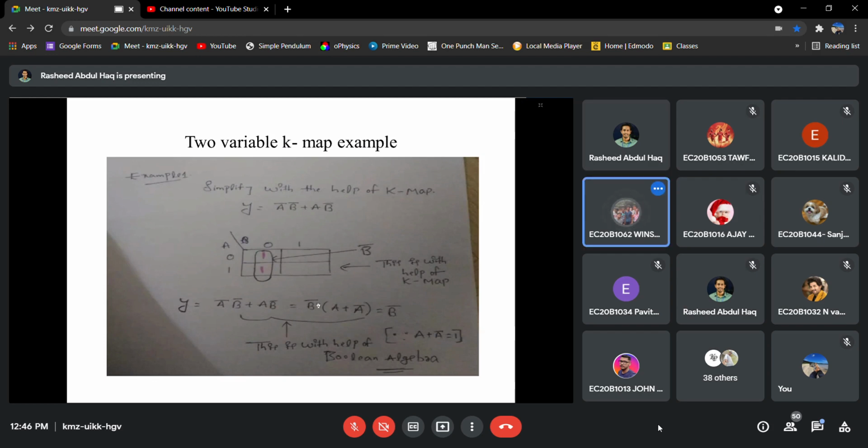Sir, I didn't understand, sir. No, I am asking you to repeat it. Again, sir. Were you able to understand why one is put in those two positions in the CAM map?